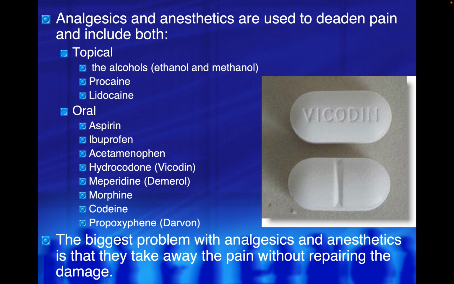The ones that you need a prescription for: Vicodin or Demerol, hydrocodone and meperidine, morphine, codeine, or propoxyphene, also known as Darvon. The biggest problem with analgesics and anesthetics is that they take away the pain without repairing the damage. And this is one of the reasons why I never take them. I would rather know what's hurting than not know what's hurting and do more damage to myself. I learned that a long, long time ago.